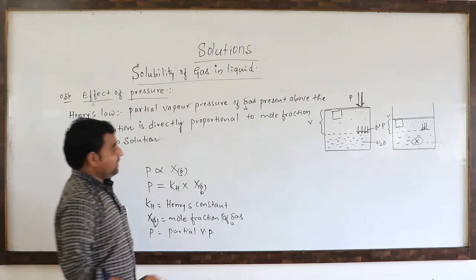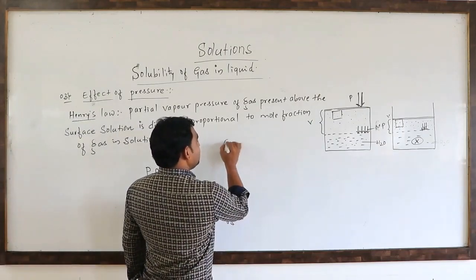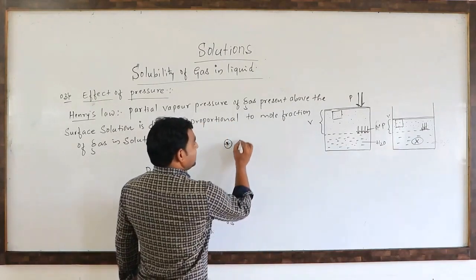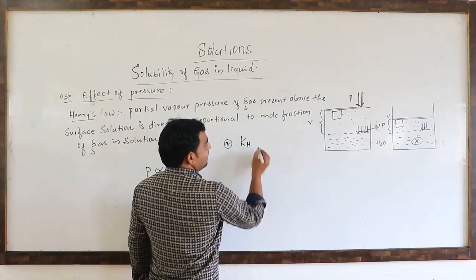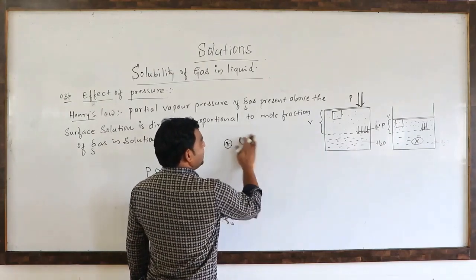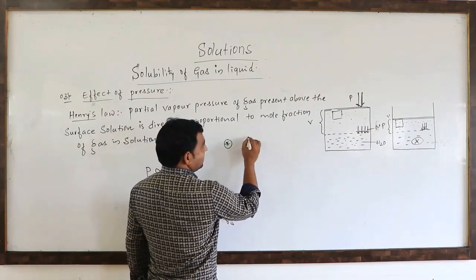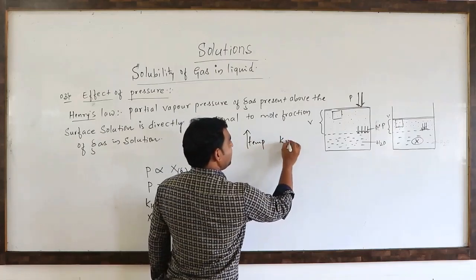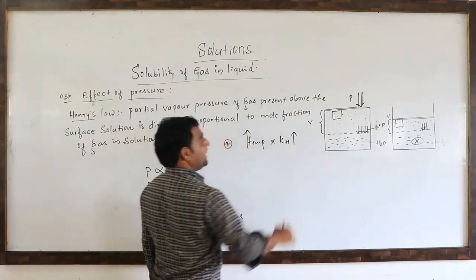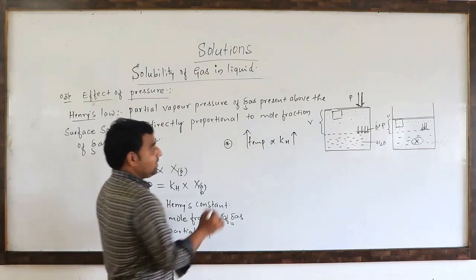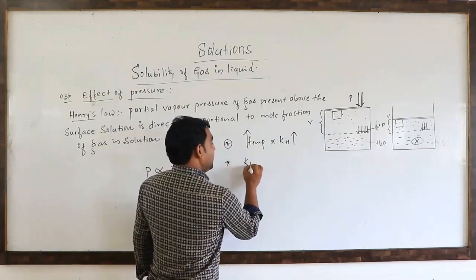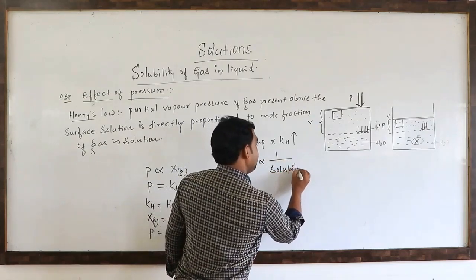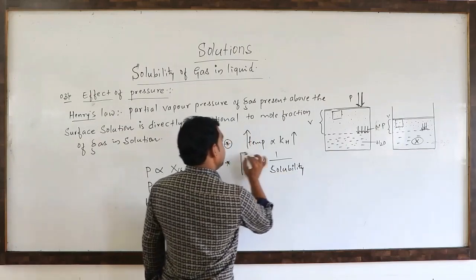One more point you can remember here: Kh value is different for different gases. If you increase the temperature, the Kh value also increases. So these two are directly proportional to each other. And Kh value is inversely proportional to solubility. Very, very important. Kh value is inversely proportional to solubility.